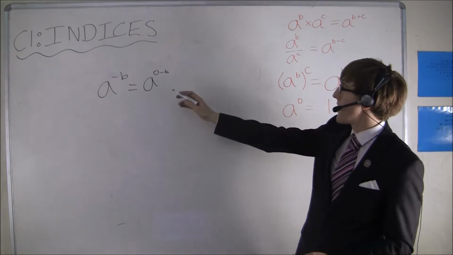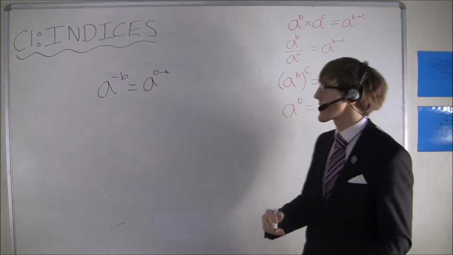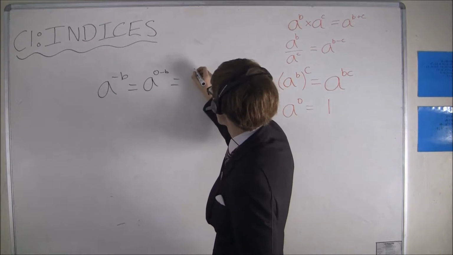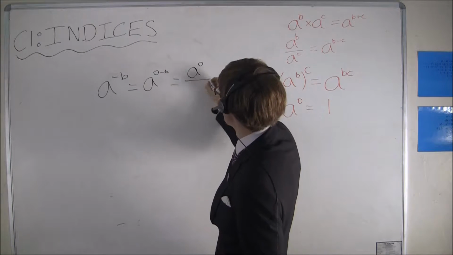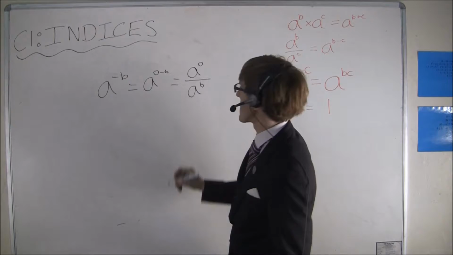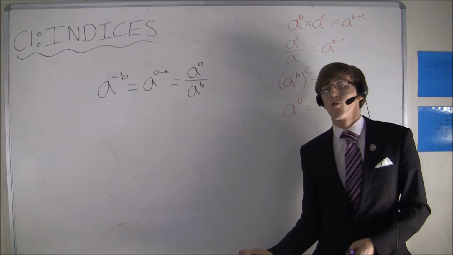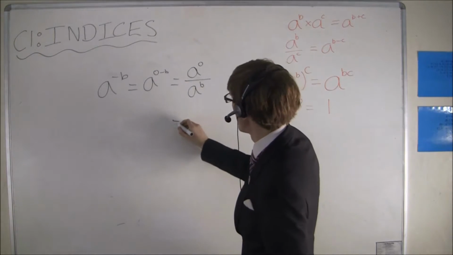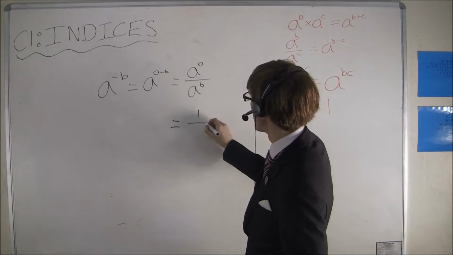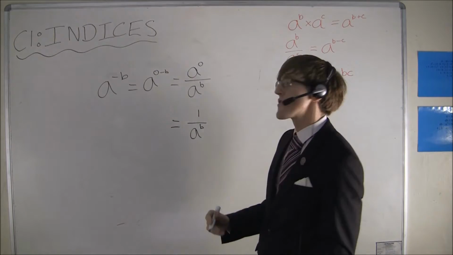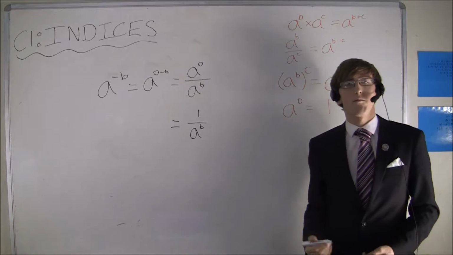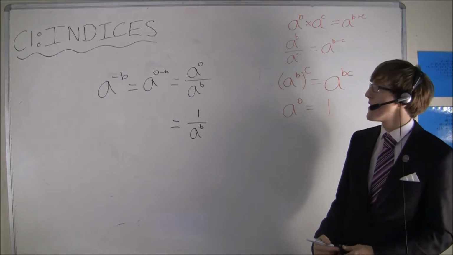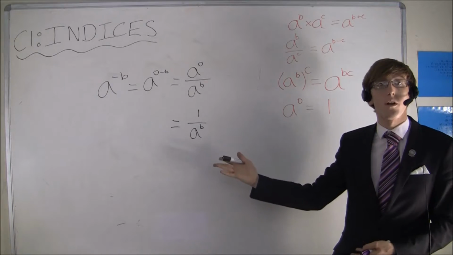And we know that anything to the power of something subtract something, according to rule 2, is just a fraction as such. So this is equal to a to the power of 0 over a to the power of b. However, according to the fourth rule, which we just showed, a to the power of 0 is equal to 1. So therefore, this is equal to 1 over a to the b. So we've shown that if we have anything raised to a negative power, it's the same as 1 over that something just raised to the positive power. A to the power of minus b equals 1 over a to the b.